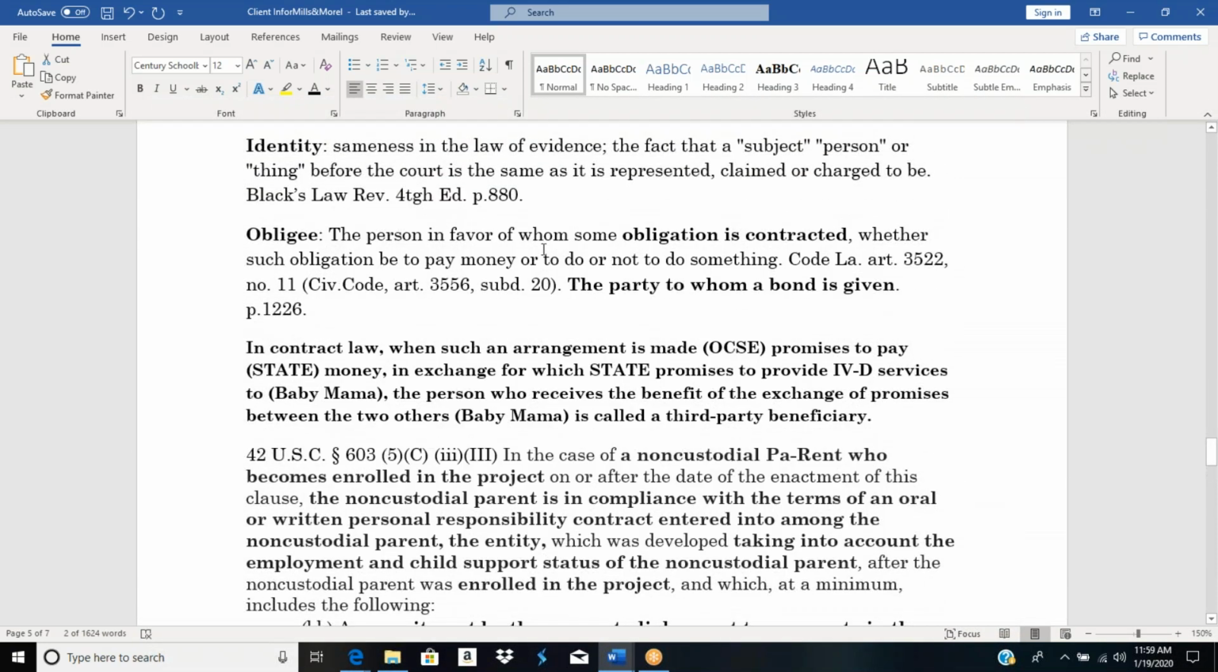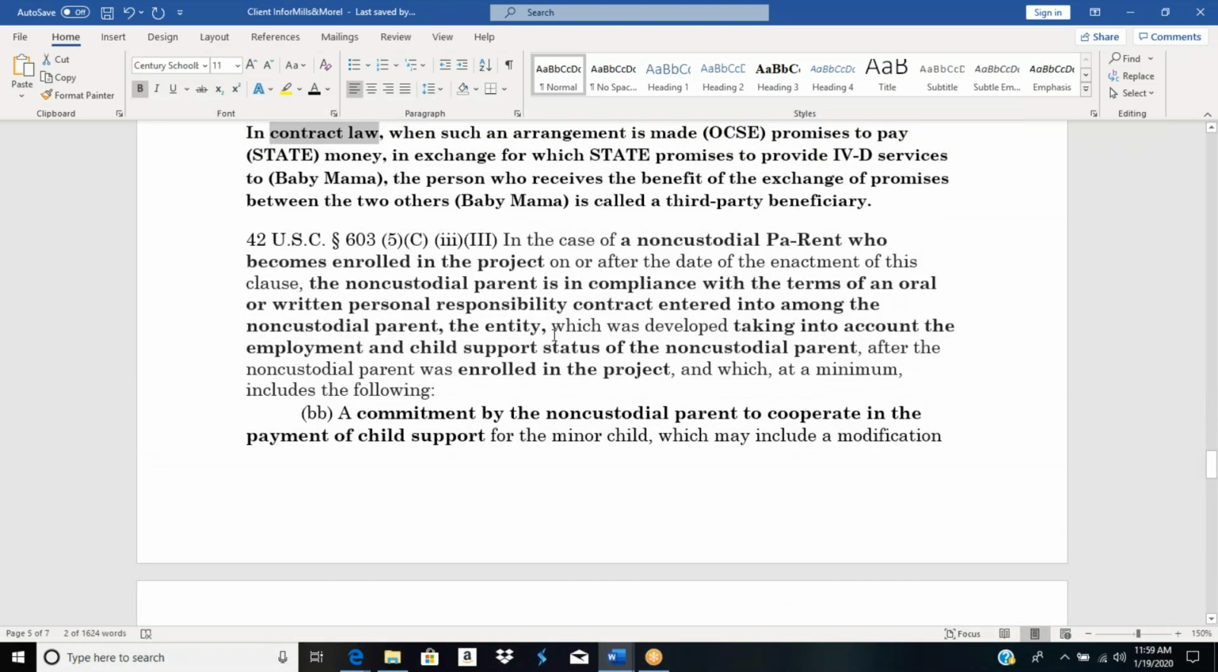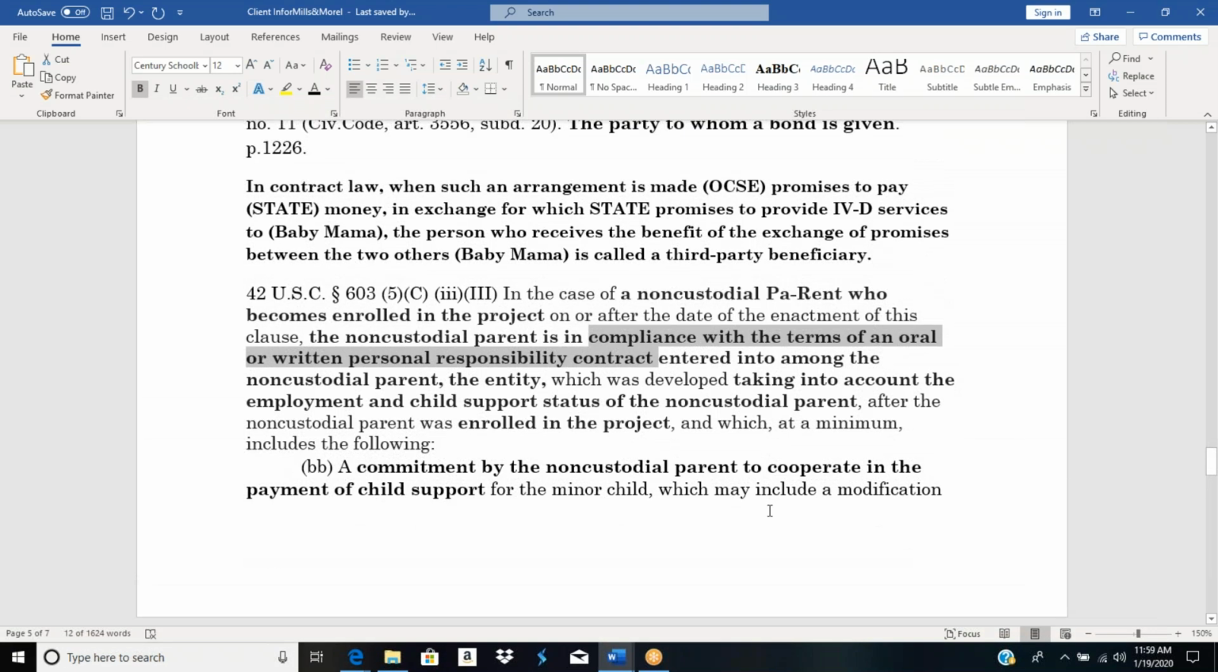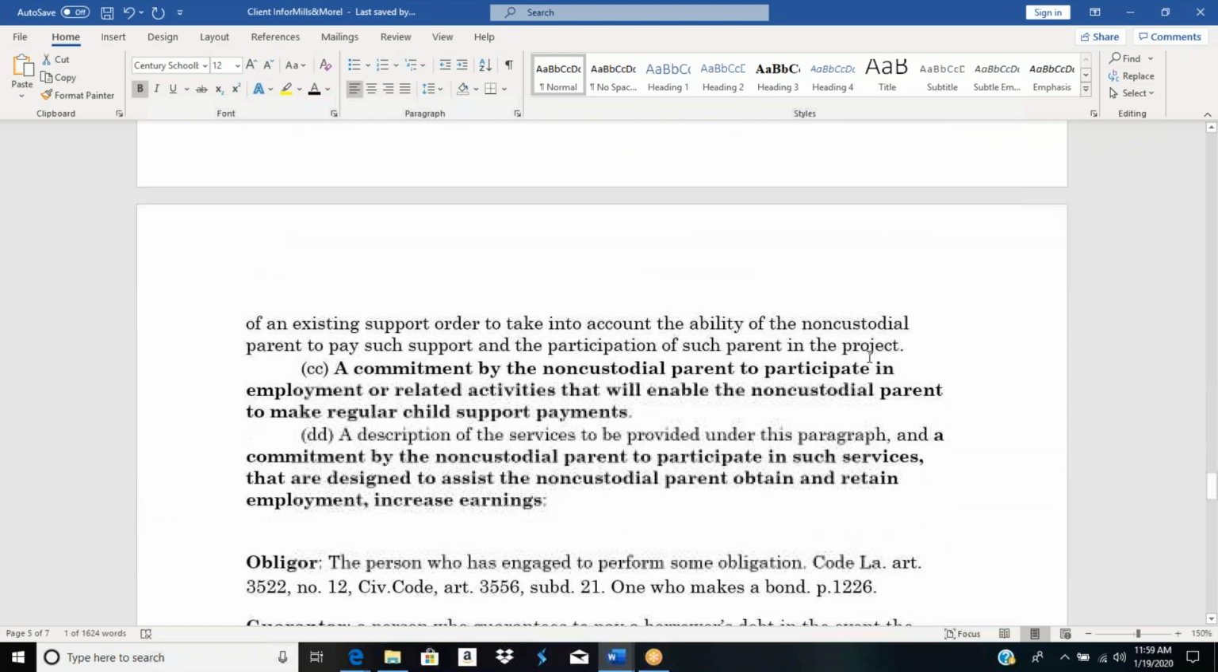All right, because look, the obligee is the person in favor of whom some obligation is contracted. Title 4D is under contract law. In order for a 4D case to be held against you, number one, you have to succeed to the status of non-custodial parent and be in compliance with the oral or written terms of a personal responsibility contract. That personal responsibility contract, guess what, is to pay the bond. And we're going to get into that.